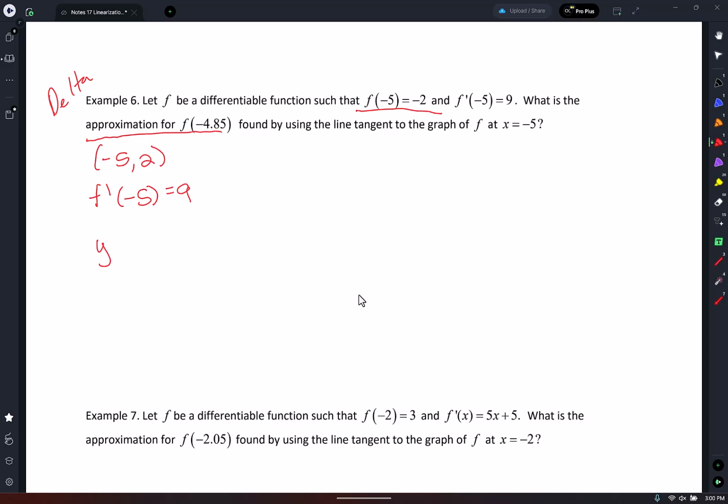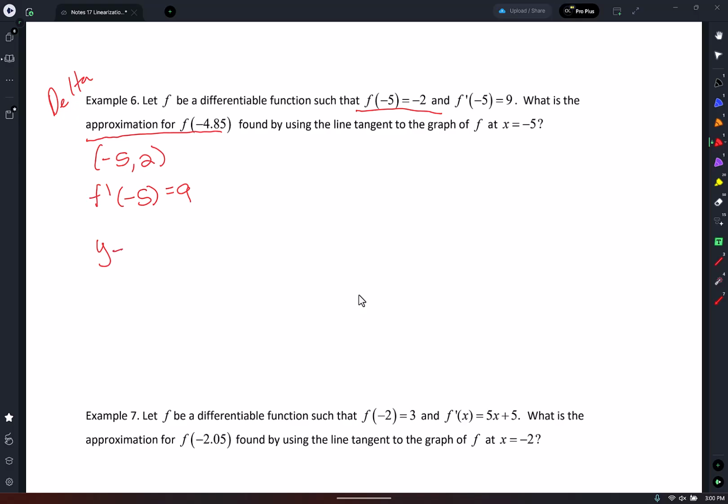So I think what you're telling me is because negative 4.85 is pretty close to negative 5, I can use my tangent line to approximate the y value of the curve. Yes. Because the point of tangency, negative 5, is close to negative 4.85, as long as I'm really close, I can use it to approximate. Yes, that's what I'm trying to say. I just don't know how to explain it like you.